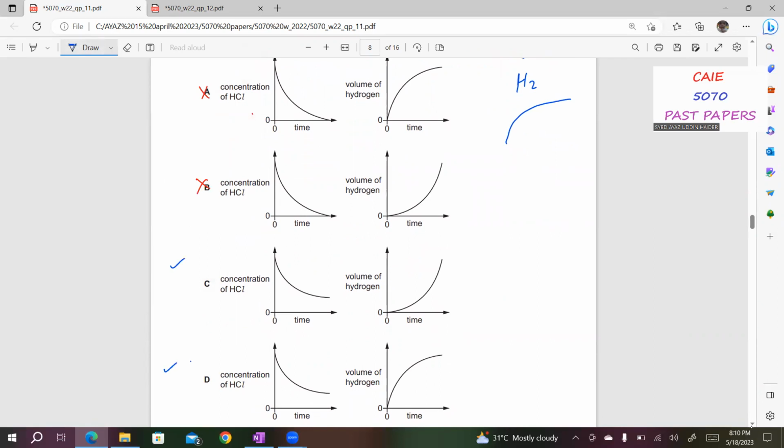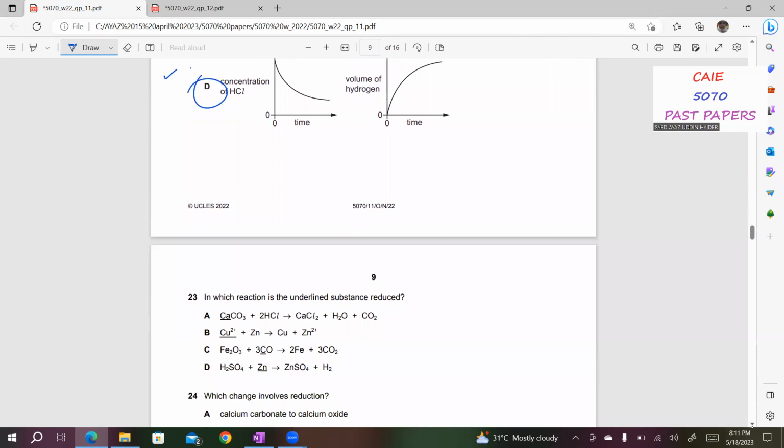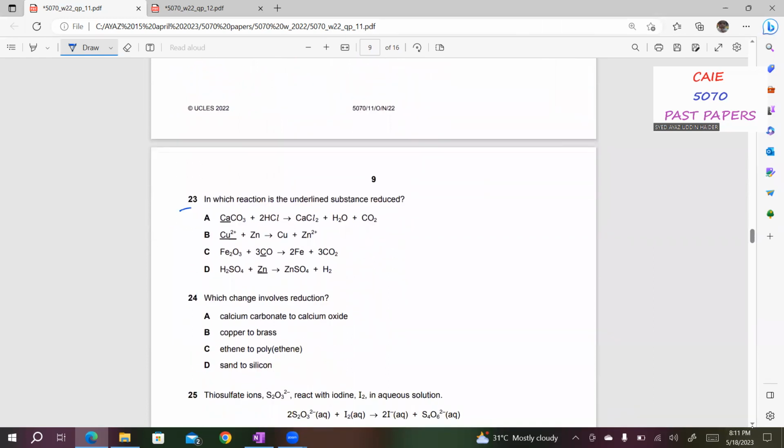Let's see C. Concentration of HCl, it's becoming uniform. Yes, right. This is correct. What about volume of hydrogen? Volume of hydrogen kept on increasing. So this is wrong. So we are left with only choice D, which is the correct one here, because in this one, they are showing the concentration of HCl becoming uniform after some time, and the volume of hydrogen also becomes uniform.